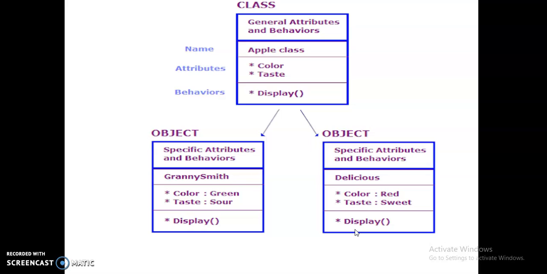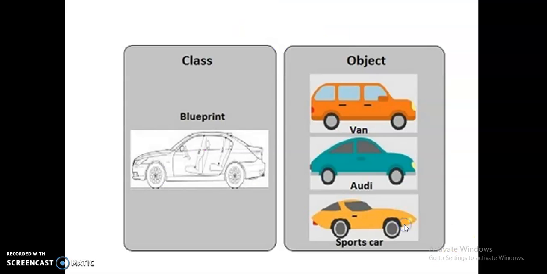One apple is sour in taste, another class of apple is sweet in taste. Okay. So this is also a real-time example of a class and object. So here this is the class. Class is car. Generally you call this a car.